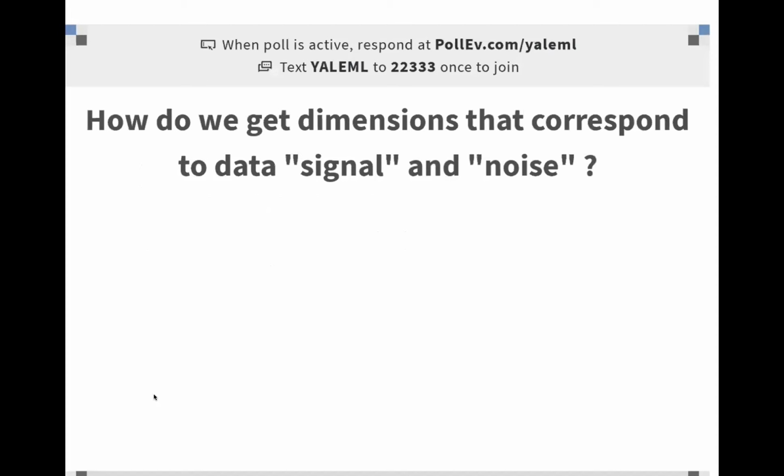So how do we do this? How do we get dimensions that correspond to signal and noise? Think about some of the things we did yesterday. Any suggestions?